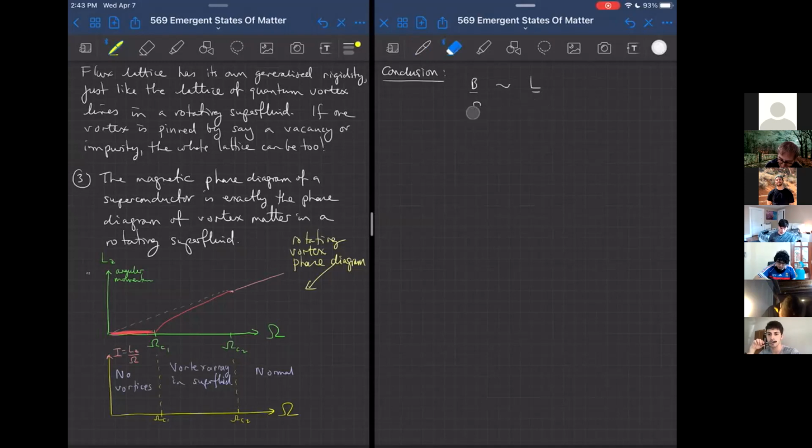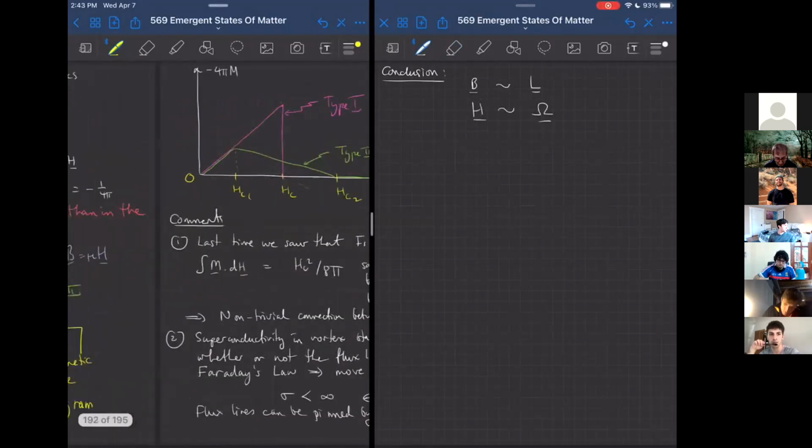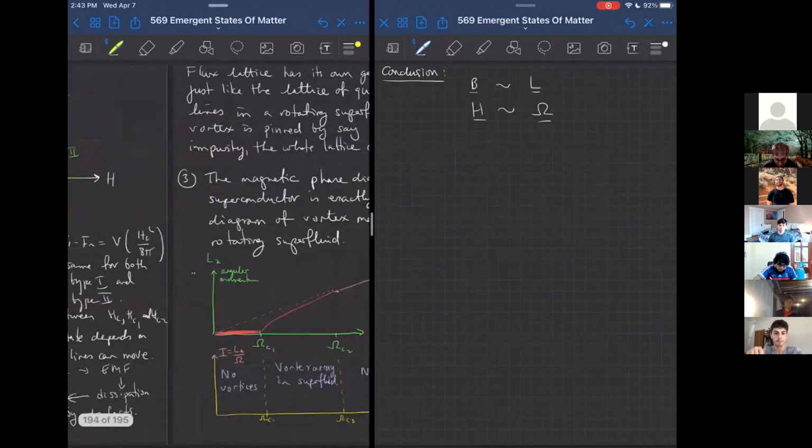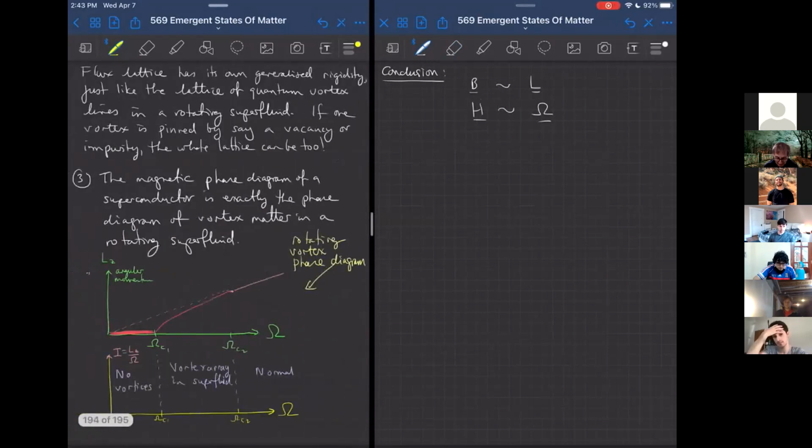I should do this the other way around, shouldn't I? Okay, so that's the connection. So we can think basically that that magnetic field is very much like the rotation in a superfluid. Okay, so I think that's where I'm going to stop with this general thing.